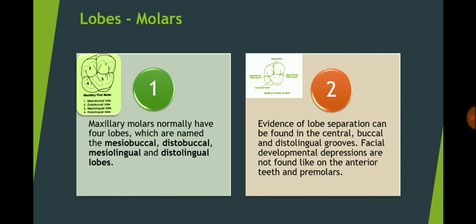So the lobes on the molars. Maxillary molars normally have 4 lobes, which are named the mesiobuccal, the distal buccal, the mesiolingual, and the distal lingual lobes. The evidence of lobe separation can be found in the central, buccal, and the distal lingual grooves. The facial developmental depressions are not found like on the anterior teeth and the premolars.